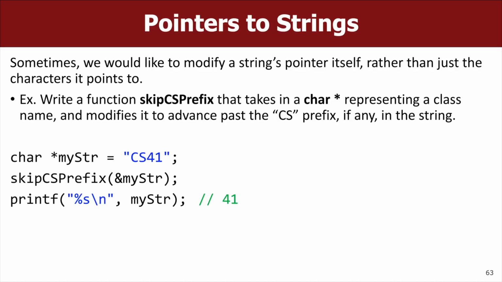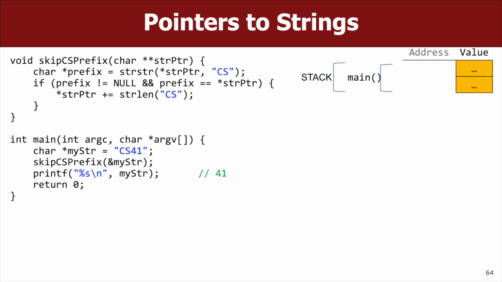So the easiest way to understand why a pointer to a pointer is useful here is to diagram out what's going on in this program. So the code for this program looks something like this. I have a char star myStir that's equal to CS41. Then I call this skip CS prefix function and I pass in the address of myStir. That's because if I just pass in myStir, it will get a copy of the myStir pointer as a parameter, whereas I want to modify the original myStir pointer. Then it'll print out myStir after the function is called and it will return 0.